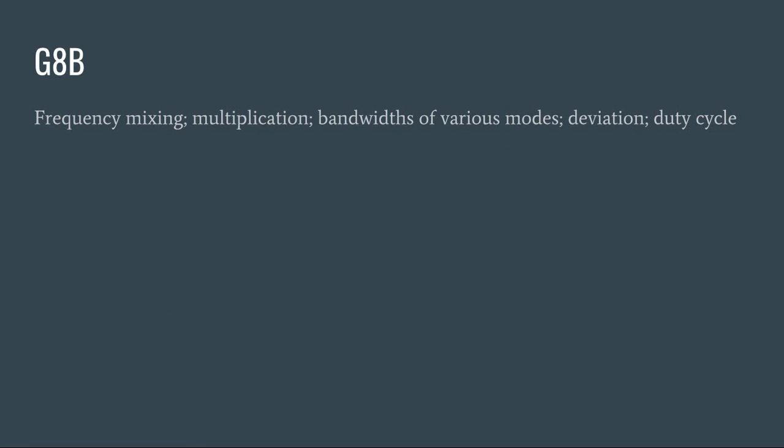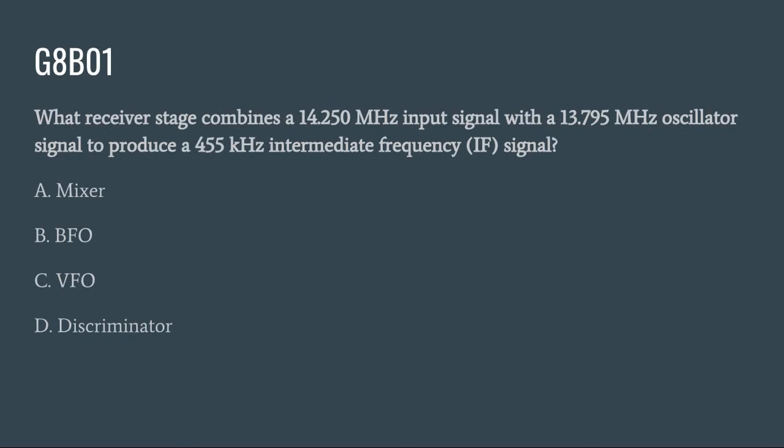G8B, frequency mixing, multiplication, bandwidths of various modes, deviation, and duty cycle. G8B01, what receiver stage combines a 14.250 MHz input signal with a 13.795 MHz oscillator to produce a 455 kHz intermediate frequency signal? A. Mixer. B. BFO. C. VFO. Or D. Discriminator. Correct answer here, A.